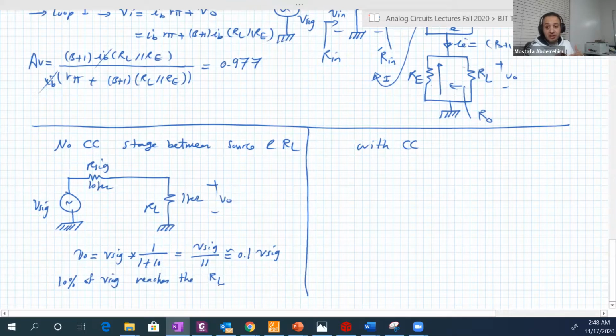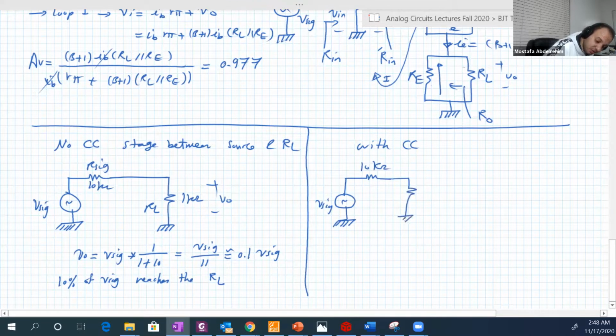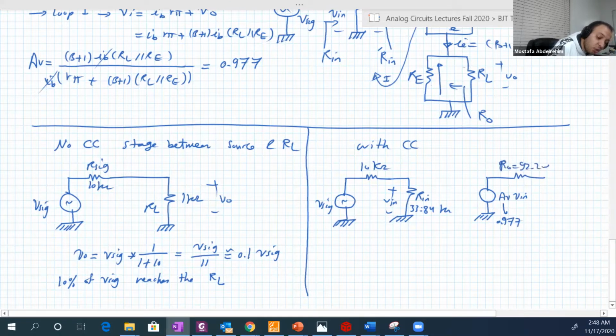Now what happened after adding the common collector? Here is V signal again, 10 kilo ohms again, then our input, which is 33.84 kilo ohms. Then we have here AV V input, and V input is across our input, and the AV is 0.977. Then we have our O, which is 92.2 ohms. Then we have the output, which is 1 kilo ohm.